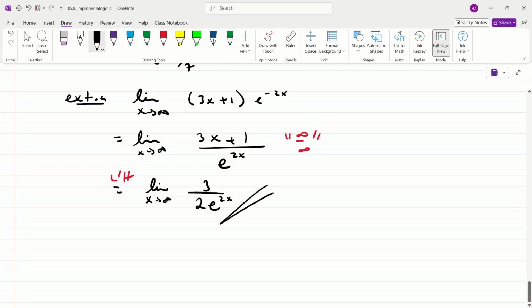And now we don't have that ambiguity of infinity over infinity. The top is always going to be 3. And for the bottom, as you plug in large positive numbers, 2 times e to the 2x will blow up to infinity. So you're going to have 3 divided by a gigantic number. So this will go to 0.